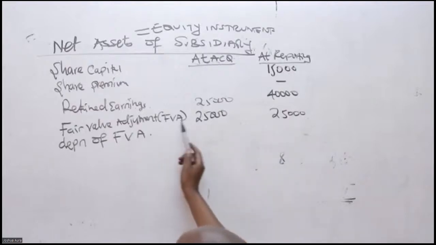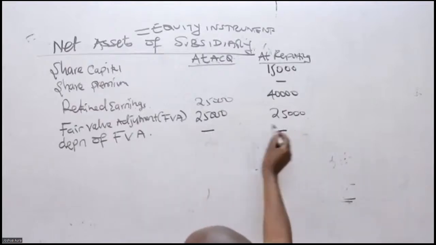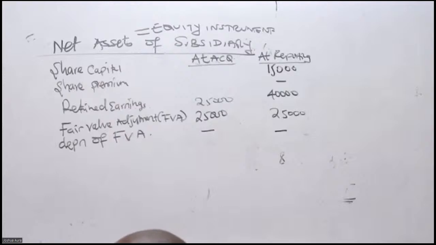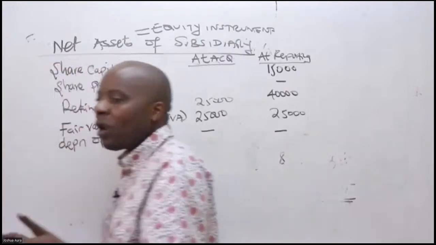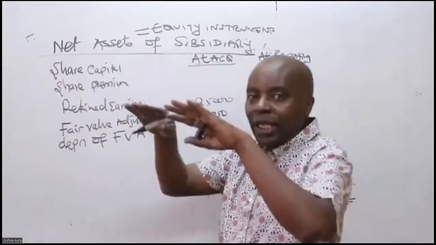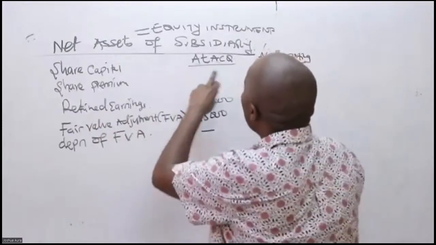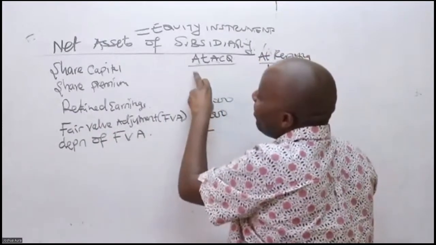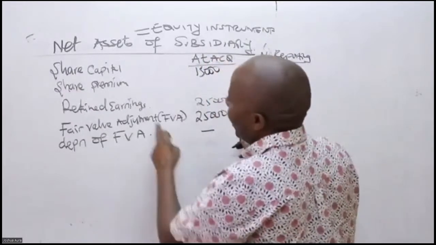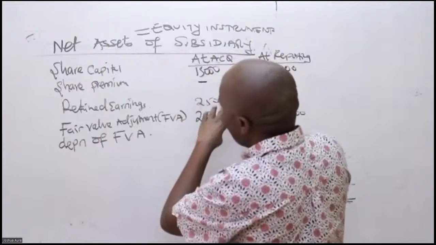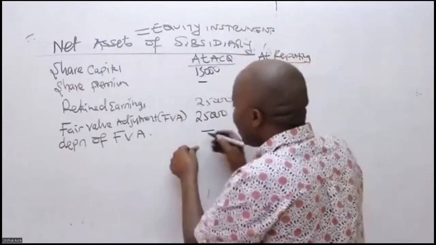And then depreciation, of course, this land is not depreciable. Depreciation will be 0, because this is land. Land is never depreciated. So depreciation of fair value adjustment is 0. Now listen here. The share capital of a subsidiary doesn't change in between. So the share capital at reporting will always be the same as share capital at acquisition, 15,000. And then share premium has not been given in the question at all, so that is okay.